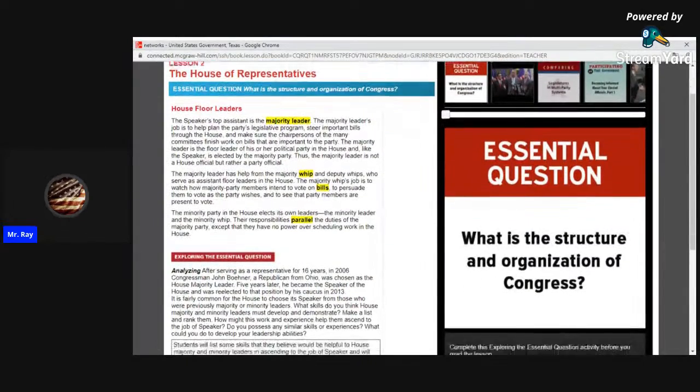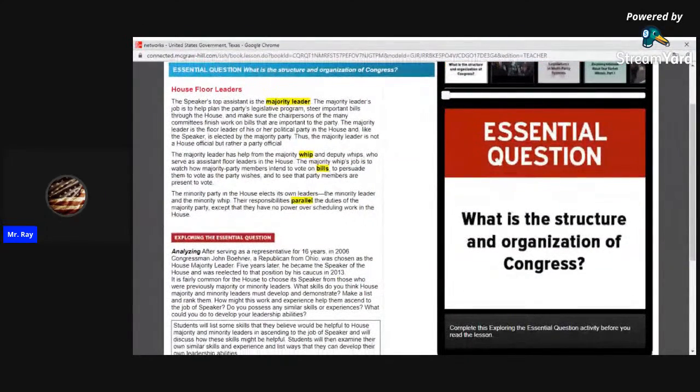But the House floor, okay, which is the rest of the people, also have leaders. You have the majority leader. They help plan the legislative program for the party. They direct bills to the House. They make sure bills are finished. And they're elected again by their own party.